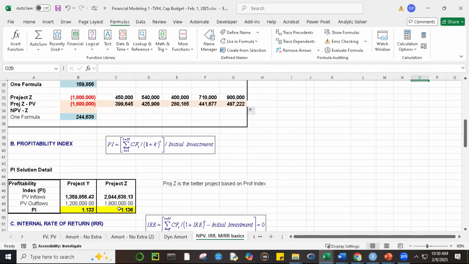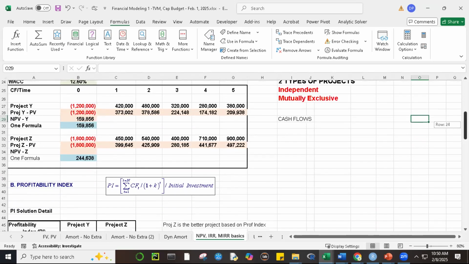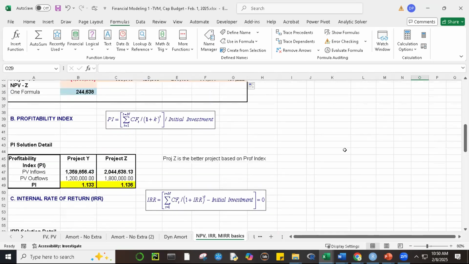Okay, so you notice that the profitability index for project Z still remains higher compared to project Y, but it's not that far. 1.133 as compared to 1.136. So based on the profitability index, which takes into consideration the initial investment, project Z here is better. So we're not looking anymore just at the NPV. We're also considering the amount of your initial investment. So which actually answers my question a while ago.